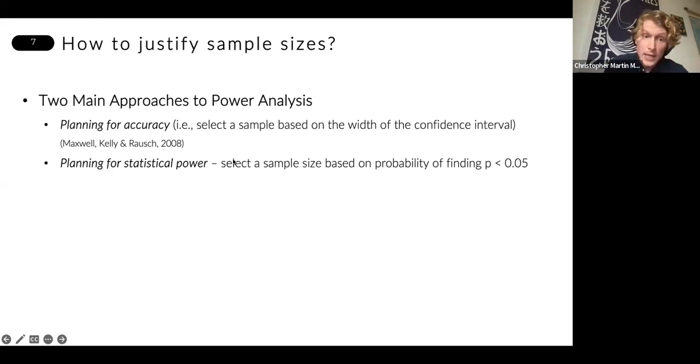But what we'll mainly be doing is to plan for statistical power. So simulating data and then running models on them to see the probability of rejecting the null hypothesis. Okay.